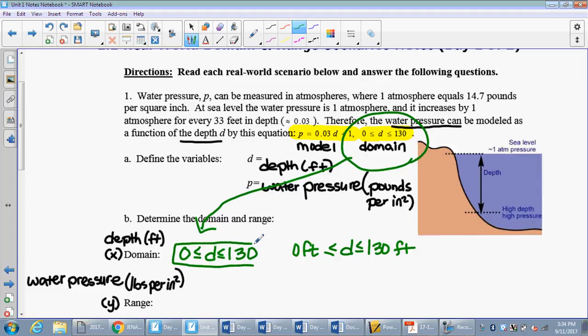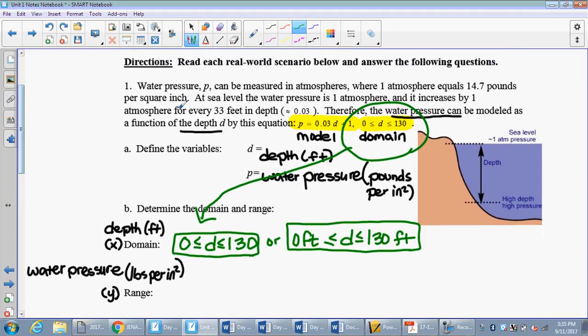I would lean you towards including your labels, because then 0 is not just 0. It actually has a meaning as 0 feet. And the 130, same thing. It's not just a number. It represents 130 feet. So your depth as a diver is between 0 feet and 130 feet, which makes sense for there to be a restriction on your depth, because outside of taking a tank below the water, a human being can only go so far before they would be physically hurt by the water pressure. The range.